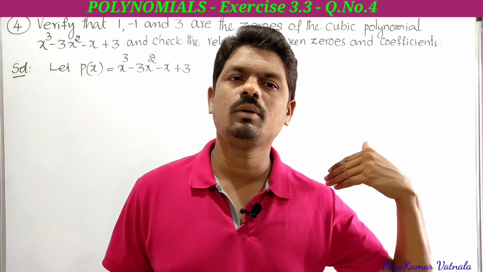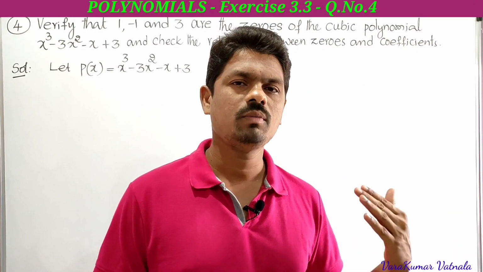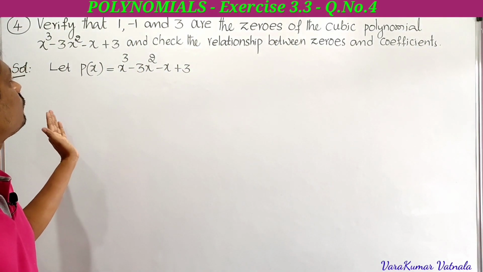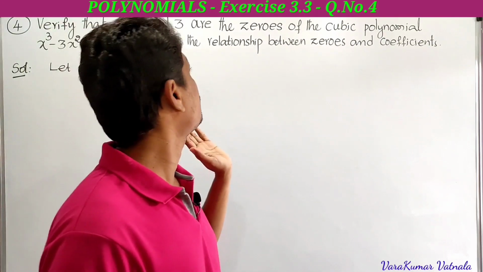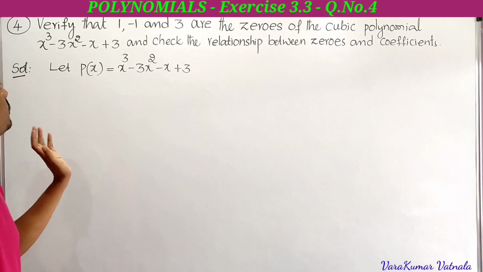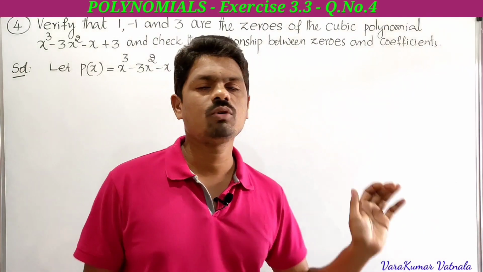Today we are going to solve a problem from Polynomials exercise 3.3, fourth problem. See here what he is asking: verify that 1, minus 1 and 3 are the zeros of the cubic polynomial x cube minus 3x square minus x plus 3, and check the relationship between zeros and coefficients.